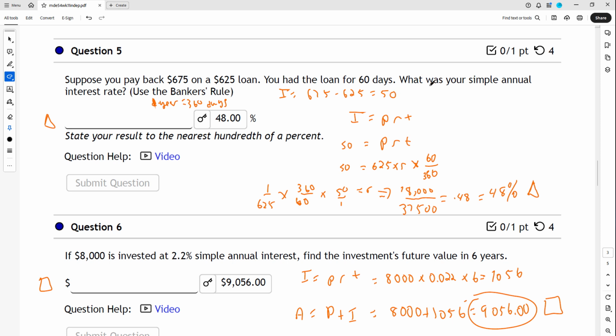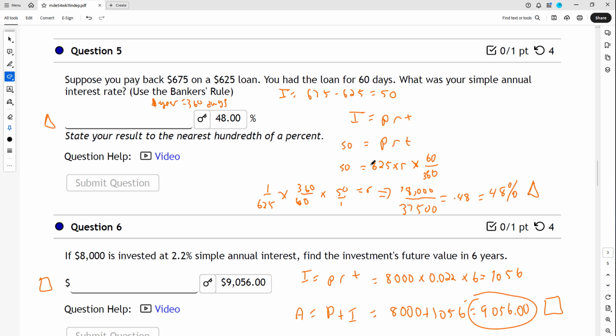And they want to know the rate. So I is equal to PRT. Okay, $50 here is equal to PRT. And I plug in and solve for R. So 50 there, my 625 is my initial principal. And my T is 60 days, 60 over 360. Okay, and I want to solve for R.